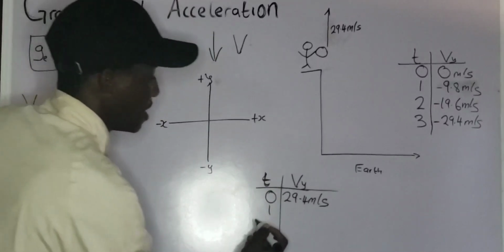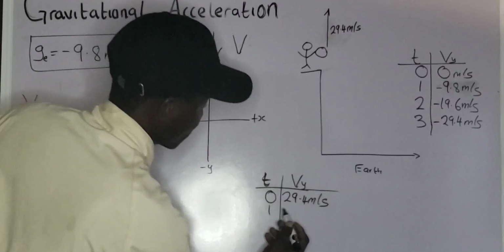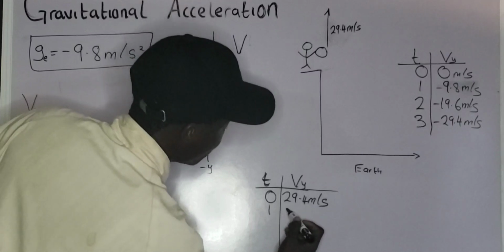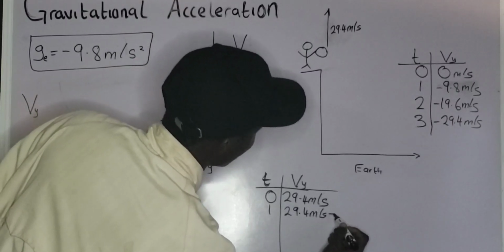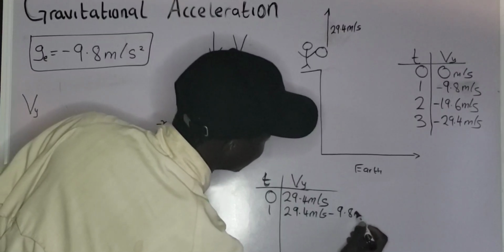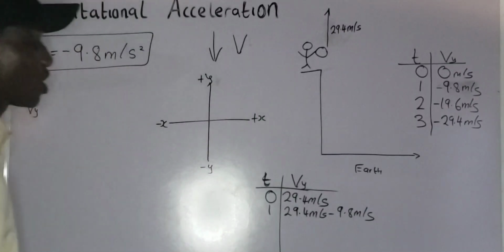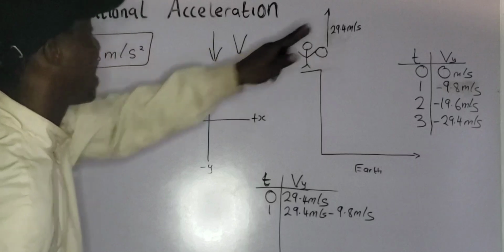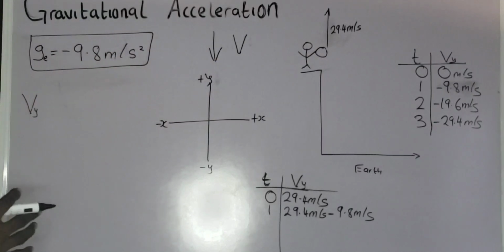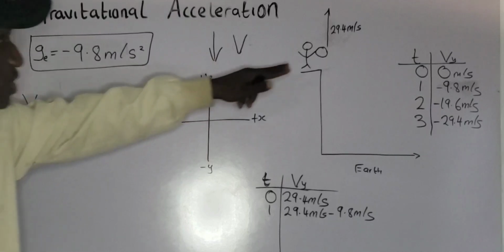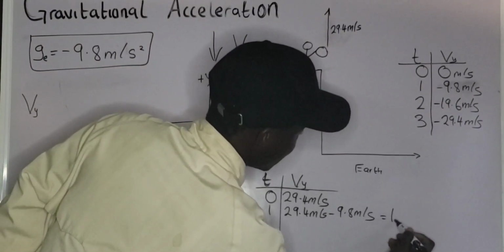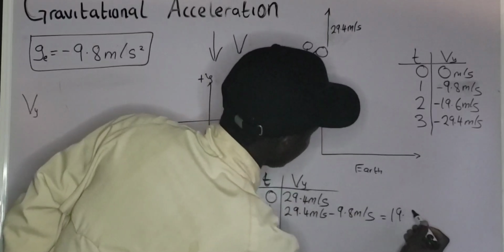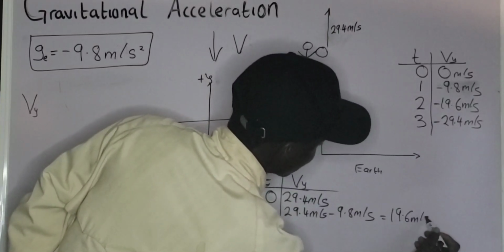Okay, let us calculate. You are going to see now. At 1 second, the velocity will be 29.4 meters per second minus 9.8 meters per second. Do you understand? Because we have a positive velocity and negative acceleration, that will decrease the velocity of the object. In this case, that will decrease the velocity of the ball. You understand? That is 19.6 meters per second.